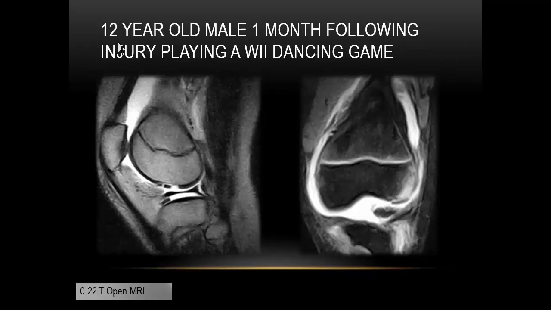Here's an example. This is a 12-year-old male, had 1 month of knee pain following injury playing a Wii dancing game. So you can see a significant amount of chondral delamination in here. Now with the pediatric population, that delamination occurs along that secondary physis. That's where the weak area is in the osteochondral junction of the peds patient. When I see these types of things, the important finding here is, how does one generate enough force on their cartilage doing a Wii dancing game that you delaminate your articular cartilage? I mean, that's just a head-scratcher.